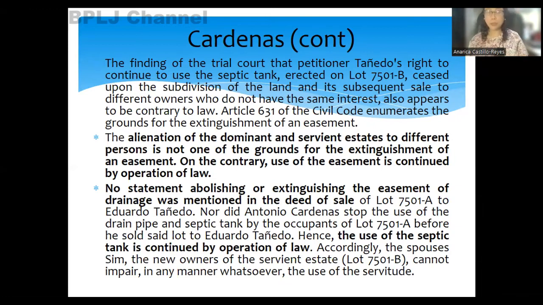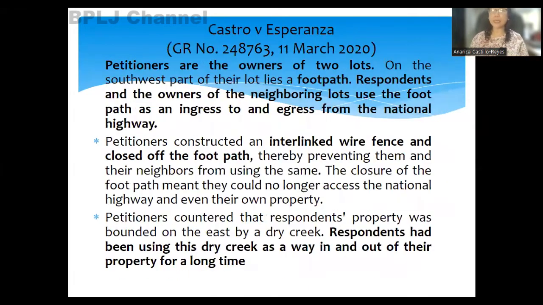So in this case, the Supreme Court said alienation of the dominant and servient estates to different persons is not one of the grounds for the extinguishment of an easement. On the contrary, use of the easement is continued by operation of law. No statement abolishing or extinguishing the easement of drainage was mentioned in the deed of sale. Hence, the use of the septic tank is continued by operation of law. The spouses, as the new owners of the servient estate, cannot impair in any manner the use of the servitude.